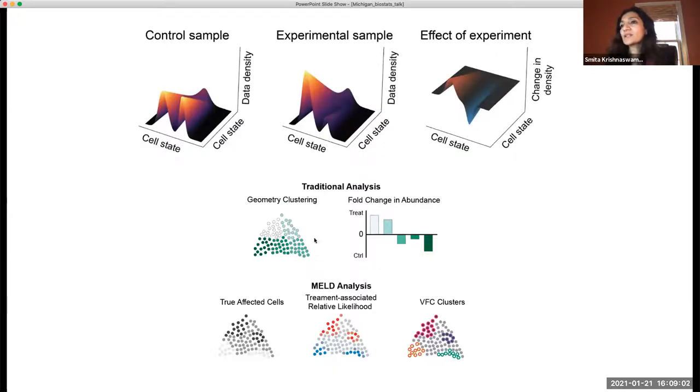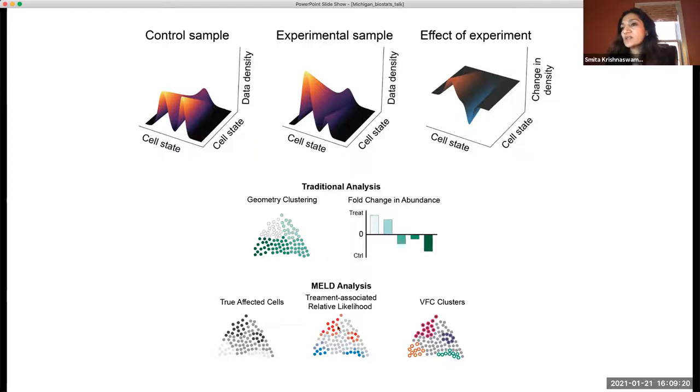So the traditional way of doing this is to chop the data up into different clusters and study the fold change in the clusters. But we don't think this necessarily works because the truly affected cells might be spread out throughout the manifold and they might not conform to the same shape as your clusters.